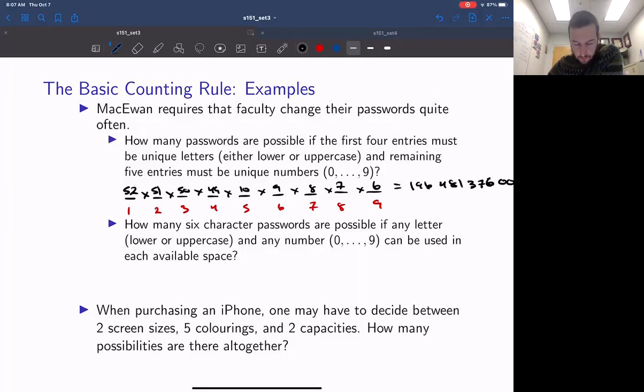Okay, the second example, how many 6-character passwords are possible if any letter and any number can be used in each space? So this is the same idea as the first example, except we now have no limitation on repetition. So if we could potentially randomly generate the password 111111, for example. So that means that in our 6 slots, we can consider these to be the 6 actions.